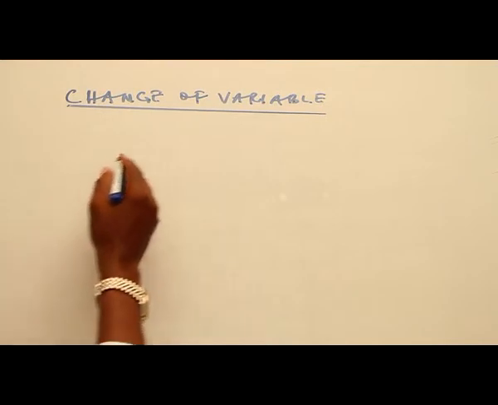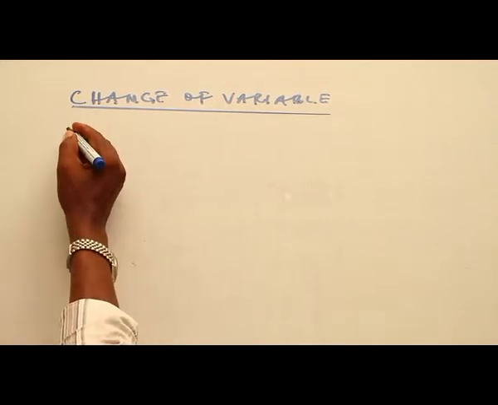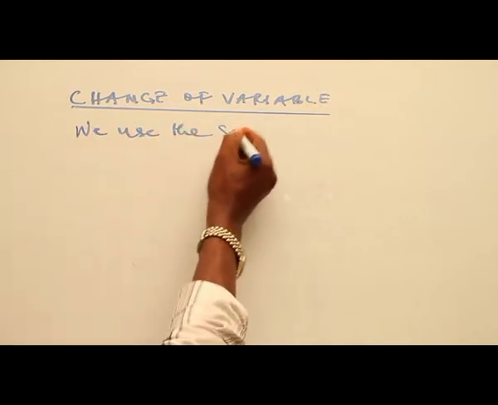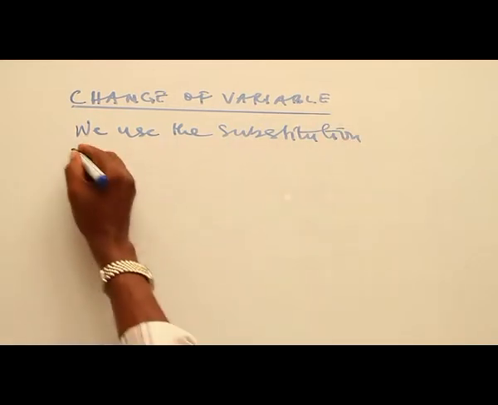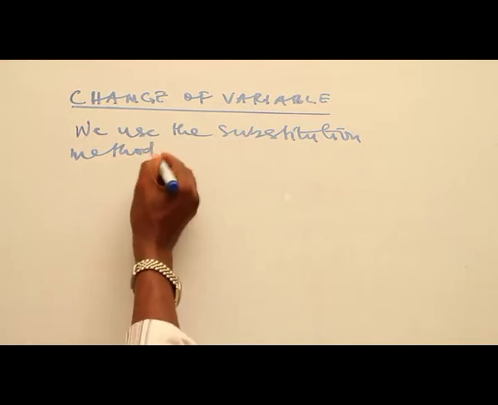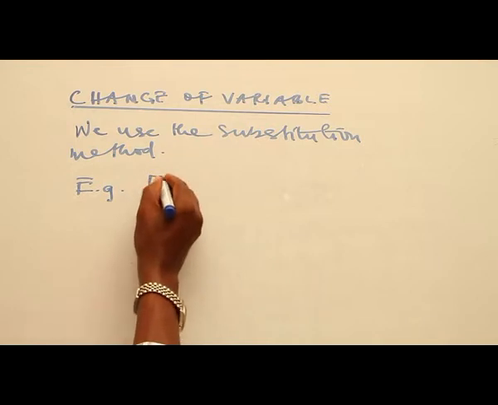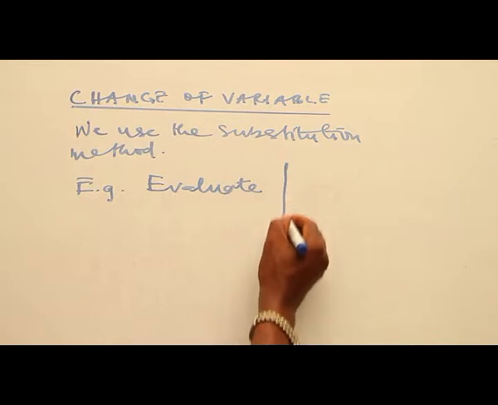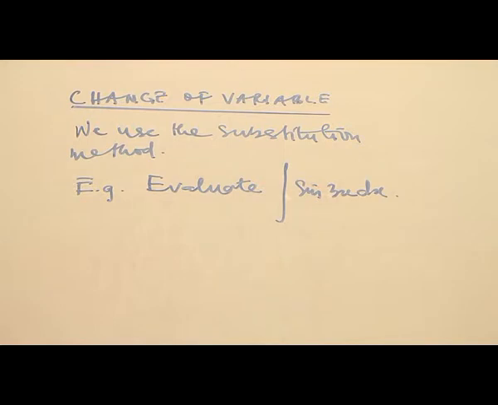We look at change of variable. Under change of variable, we are going to be using the substitution method. And then we take an example of what we're saying. The example is evaluate the integral of sin 3s with respect to s.